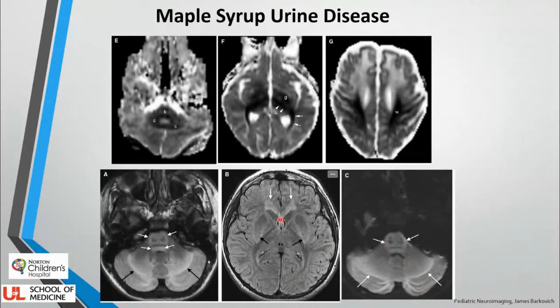FLAIR image in the center shows abnormal involvement of the genu of the corpus callosum and the frontal white matter, as well as the basal ganglia, the white matter between putamen and globus pallidus.